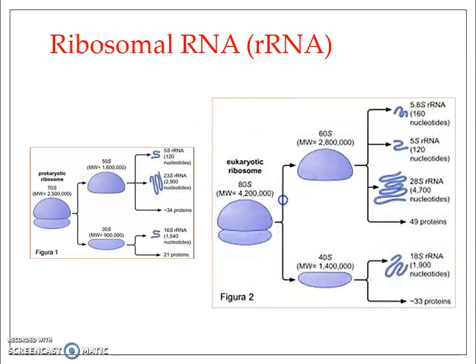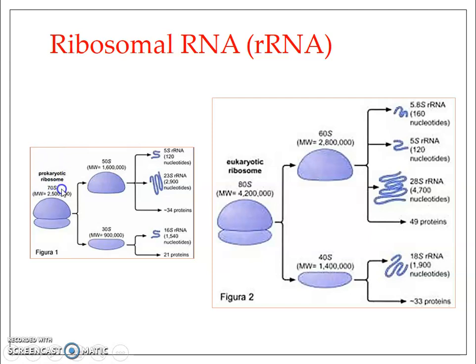Coming to the different classes of ribosomal RNA, we can find the ribosomal RNA in various kinds of cells. In prokaryotic cells, we can see the prokaryotic ribosome. The prokaryotic ribosome is of the 70S type. Here the S represents the sedimentation coefficient. S represents the Svedberg unit. The 70S represents the sedimentation coefficient of the prokaryotic ribosome.